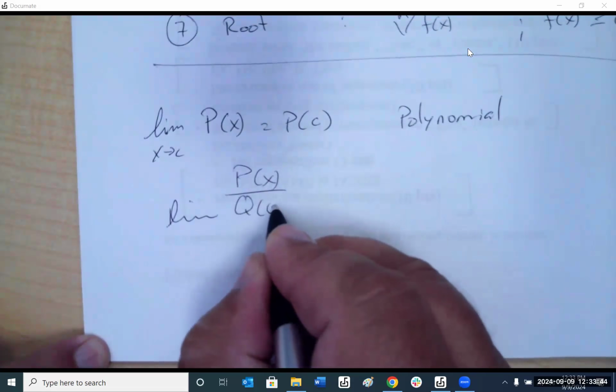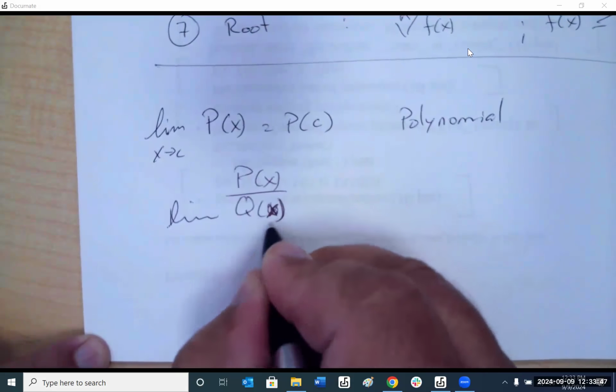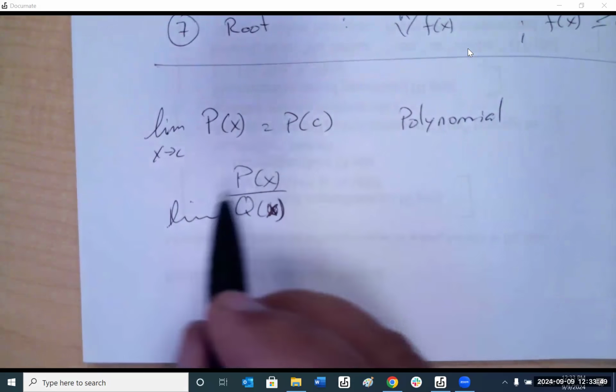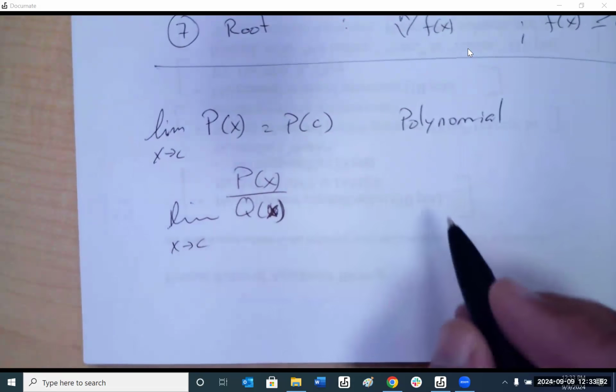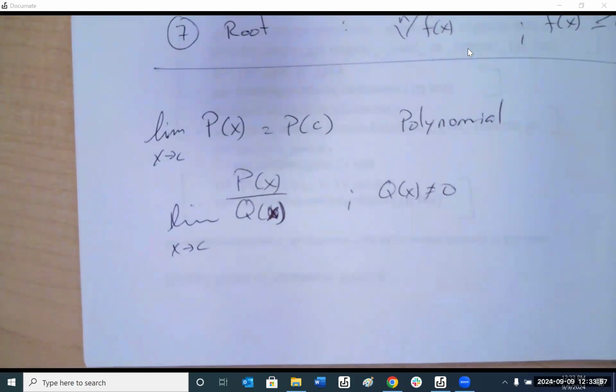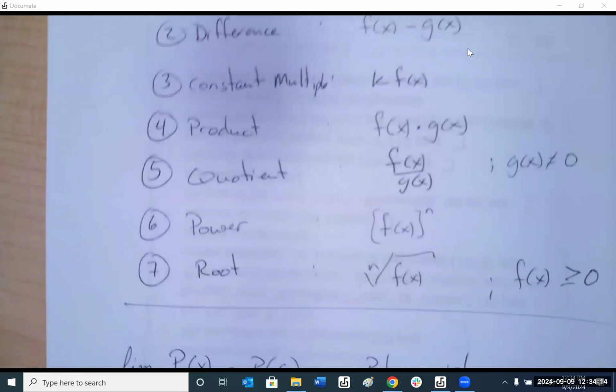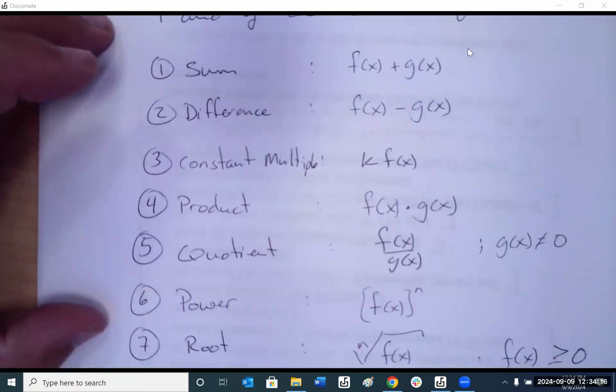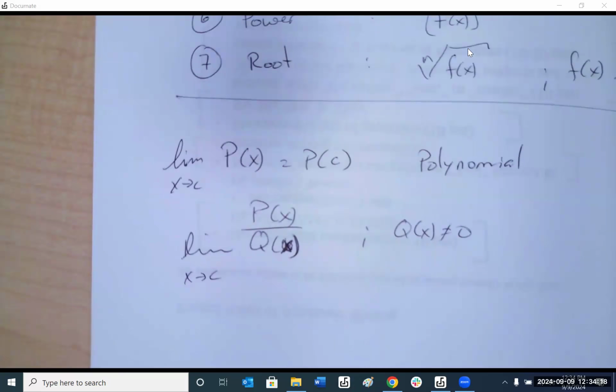and the quotient rule. As long as they're both continuous functions and the bottom is not equal to zero, it'll work. Now we do that. So what does this tell us? If two functions are continuous, it's going to stay continuous.